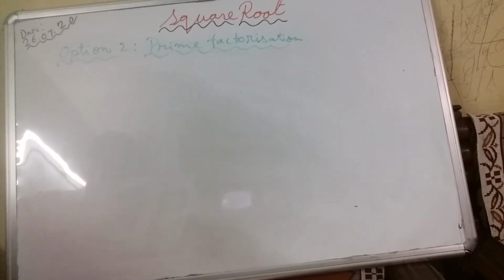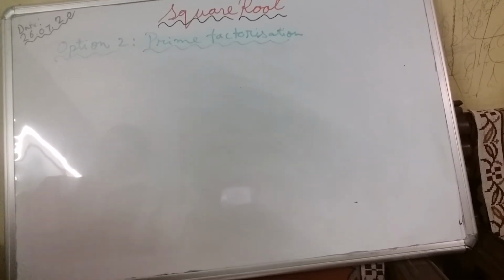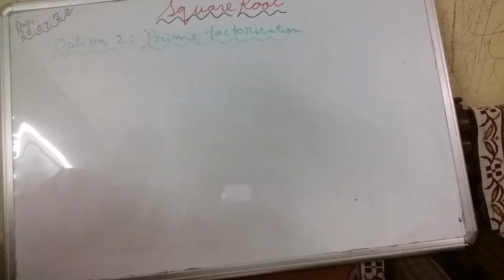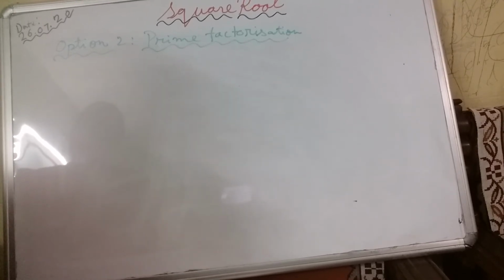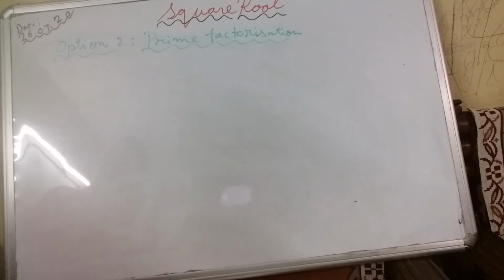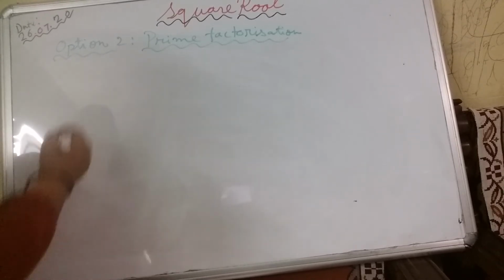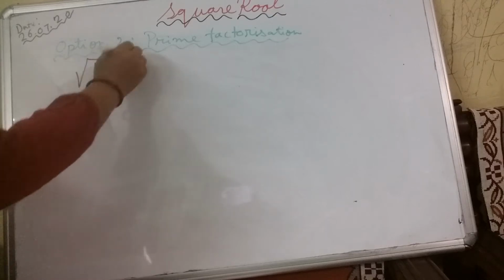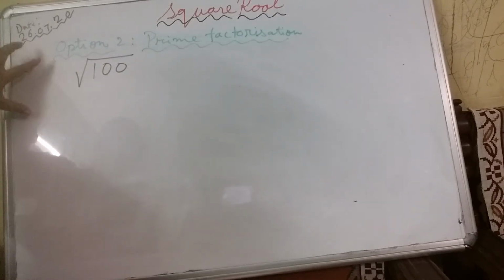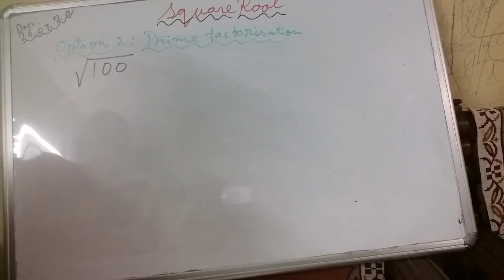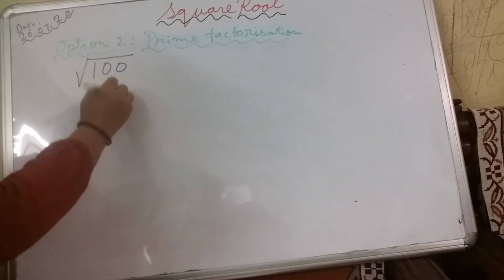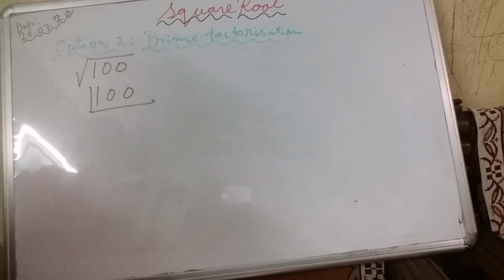The next method that we learn is the prime factorization method. Prime factorization means dividing a number by prime numbers. Now, prime factorization all of you have learned in class 6. Okay, let's recall. Say I have to find out the square root of 100. So what we have to do, first we have to factorize this, prime factorization. That means I have to keep dividing it with prime numbers.